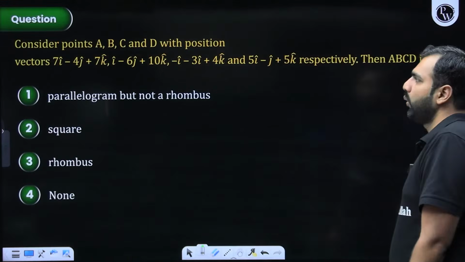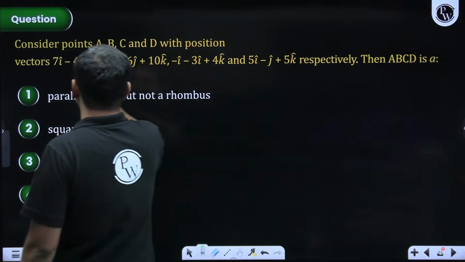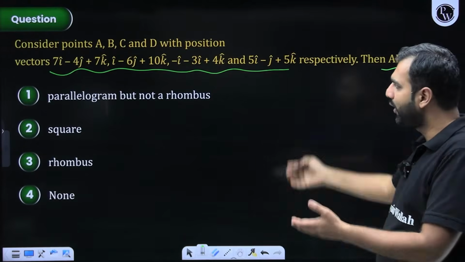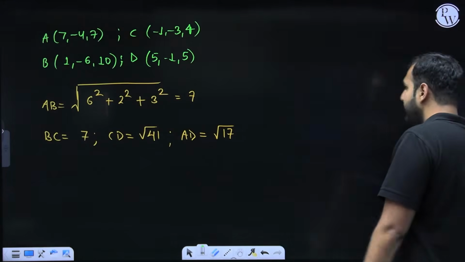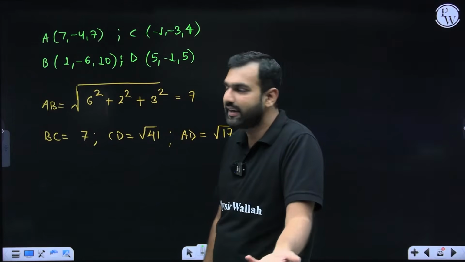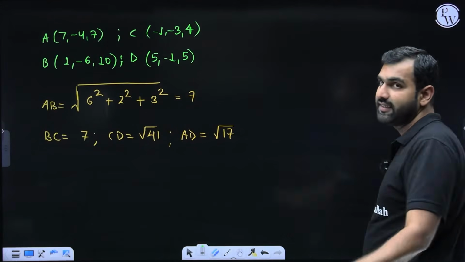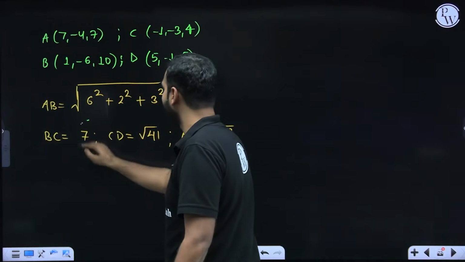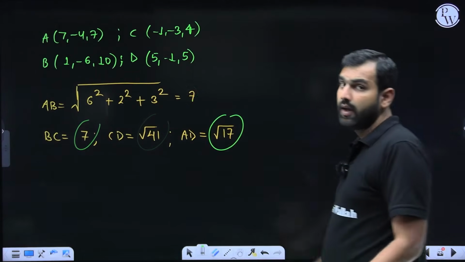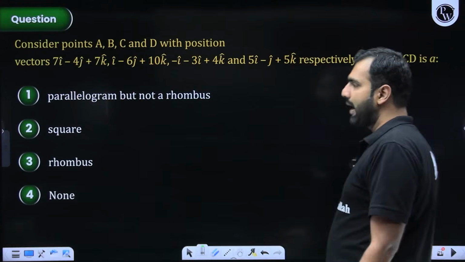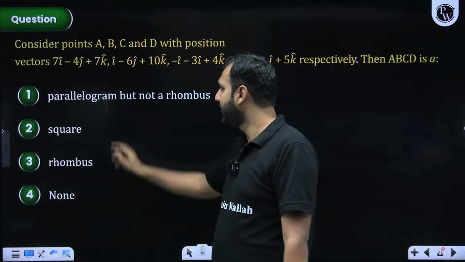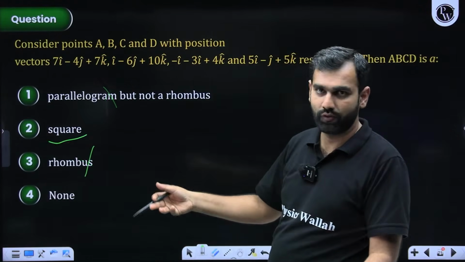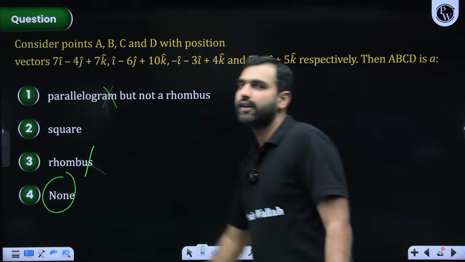Moving ahead with the next question, it says 4 points with their position vectors are given, and then ABCD is what we are asked, parallelogram, square, rhombus and all. So what I'll do is I'll find AB, I'll find BC, I'll find CD, and I'll find AD. These are the four sides of that quadrilateral. What we all can see is 7, 7, root 41, root 17. Of course, it cannot create a parallelogram because opposite sides should be equal, and if it is not a parallelogram, it cannot be a rhombus. It clearly cannot be a square. Of course, all the four sides are not equal. I'll say none of these.